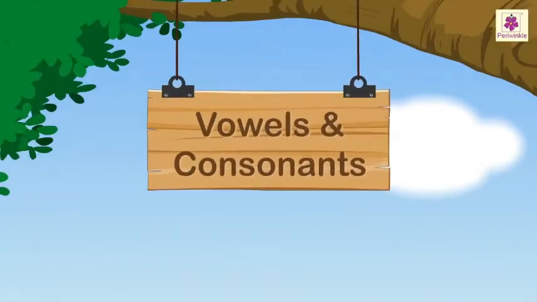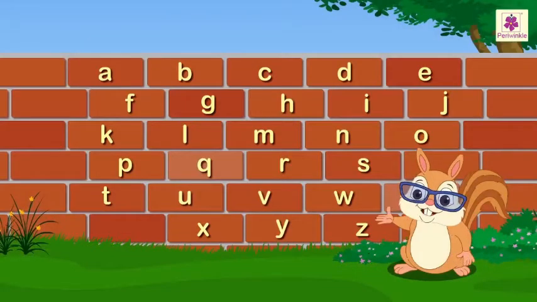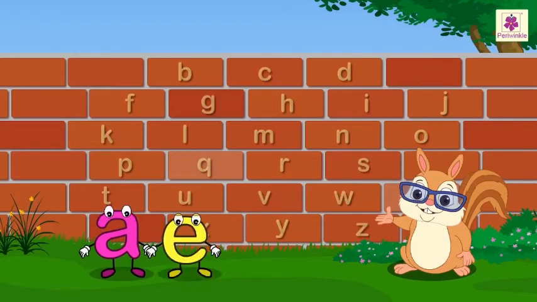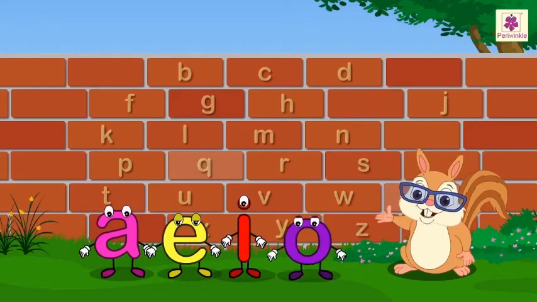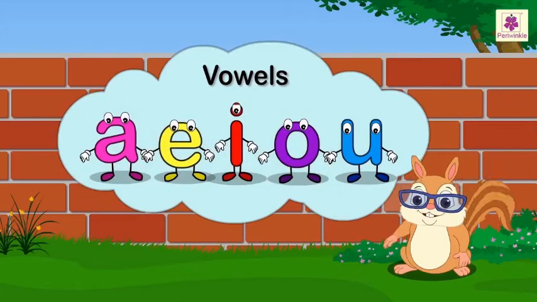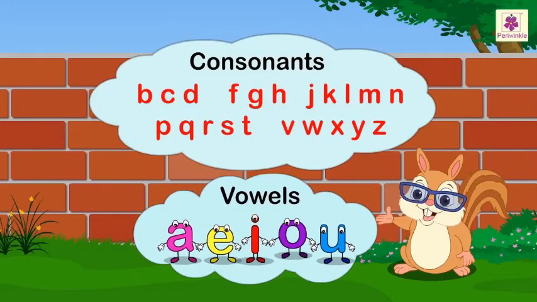Vowels and consonants. There are 26 letters in the English alphabet family. Letters A, E, I, O, U are vowels. All letters other than vowels are called consonants.